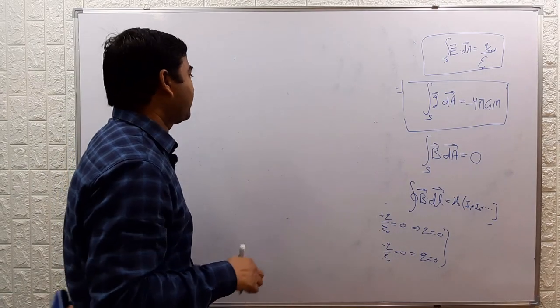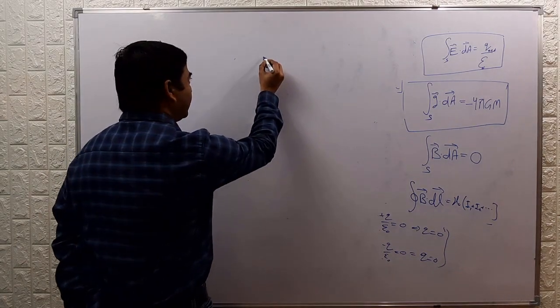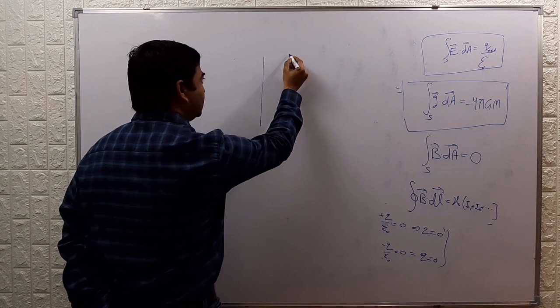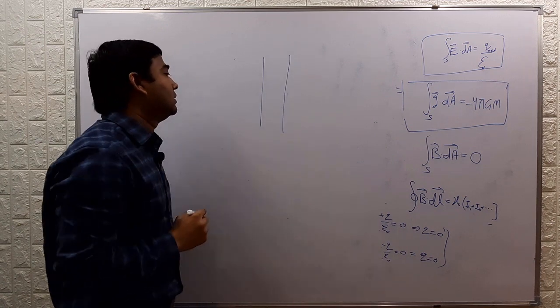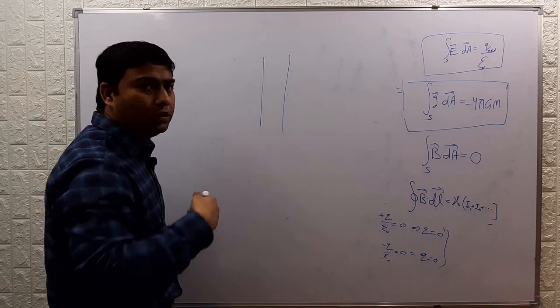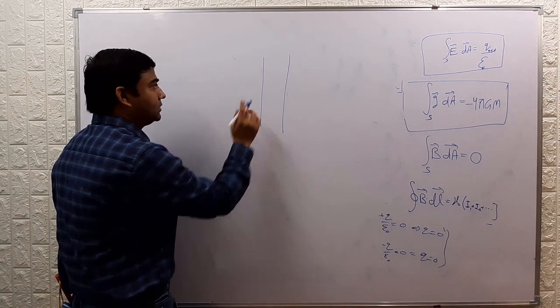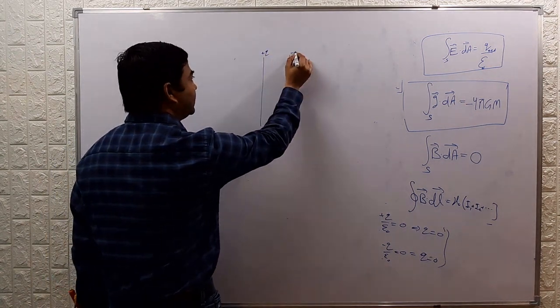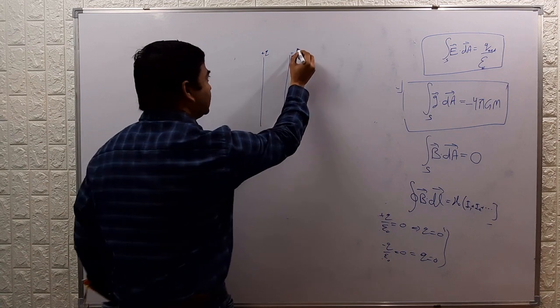Again we will use the same method. Let this be a uniformly thin sheet. It has plus Q charge, it has minus Q charge.